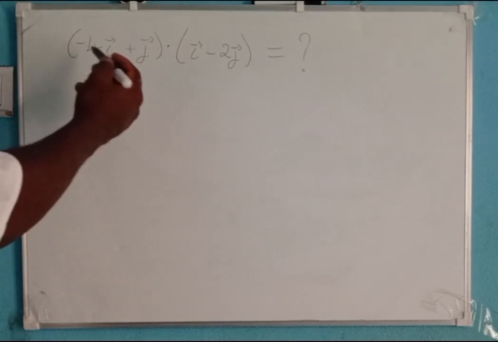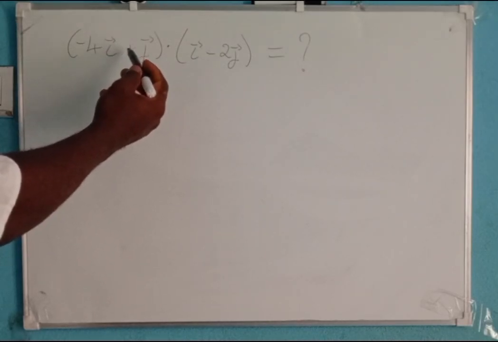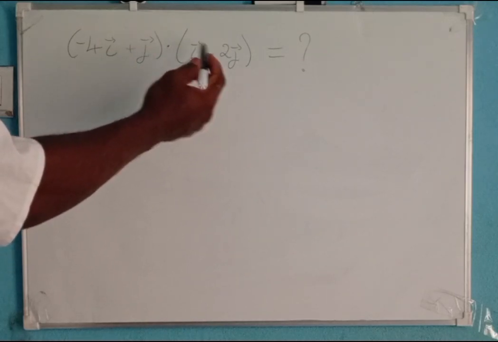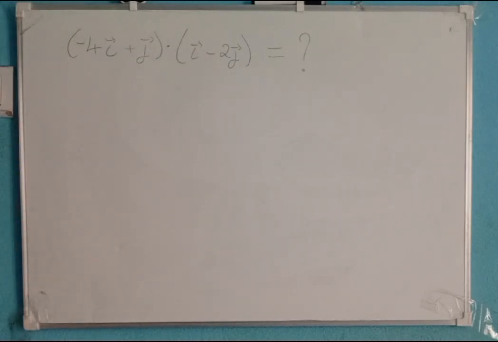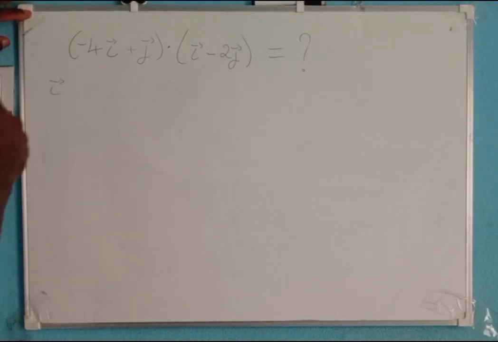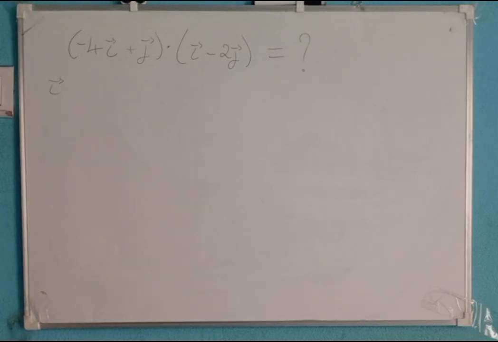We are to find the dot product of the two vectors negative 4i plus j dot i minus 2j. First, for us to perform the dot product of these two vectors, we need to recall the following. We take i, the unit vector i. This is a unit vector on the x-axis.